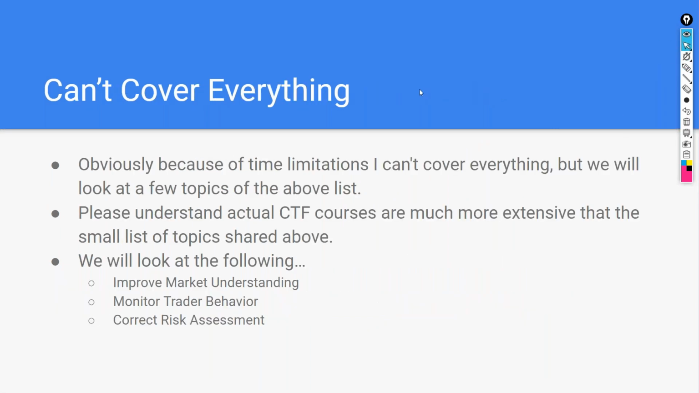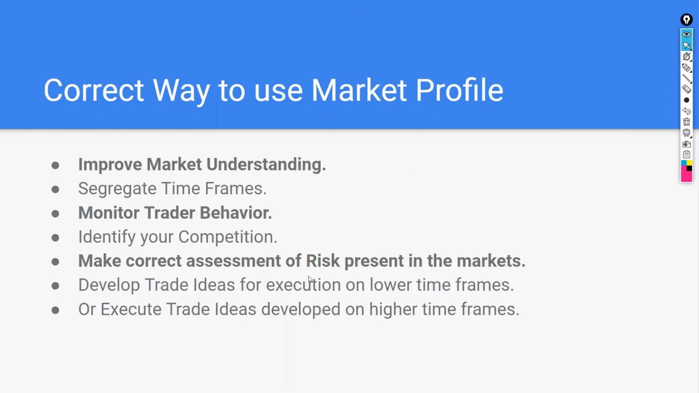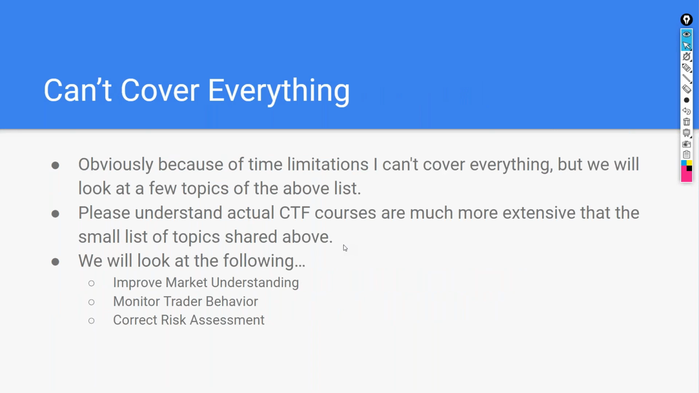Now, obviously, so many things I just showed you on the previous slide. This is not even the complete list of things that I can do using market profile. There are so many things, right? But already the list is quite extensive, and again it won't be possible for me to cover everything. So I am going to look at a few topics from the above list to give you an idea, a glimpse into this world of market profile.